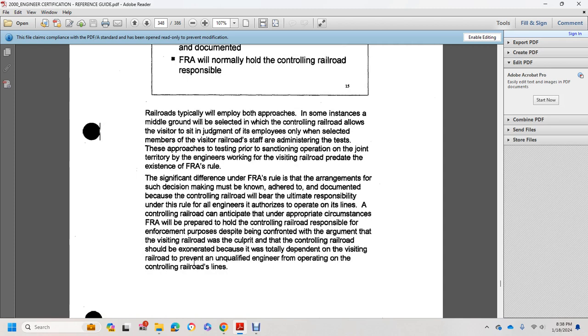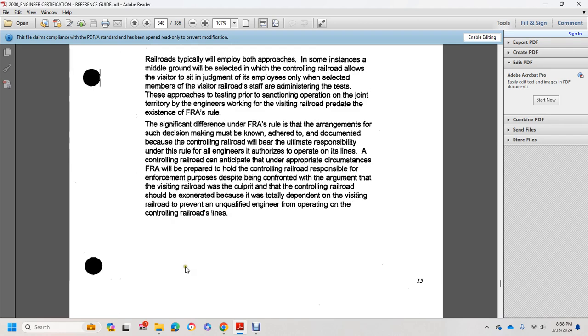The significant difference between the FRA rule and the arrangement is that such a petition must be known and documented, because the controlling railroad will bear ultimate responsibility under this rule for all the engineers authorized to operate on its lines. A controlling railroad can anticipate that under appropriate circumstances the FRA will be prepared to hold the controlling railroad responsible for enforcement purposes, despite being confronted with the argument that the visiting railroad was the culprit, and that the controlling railroad should be exonerated because it is totally dependent on the visiting railroad to prevent an unqualified engineer from operating on the controlling railroad's lines.